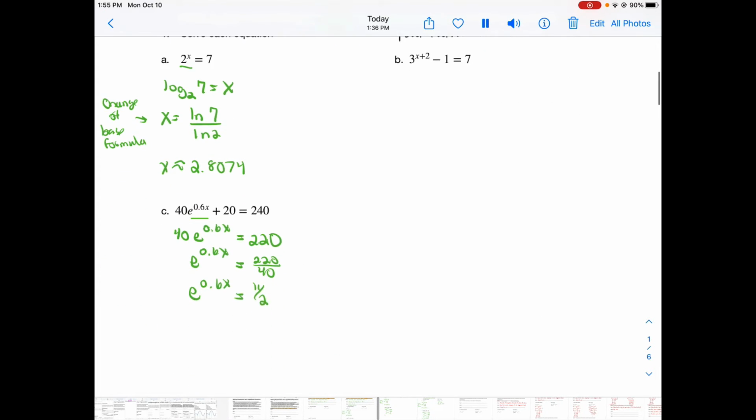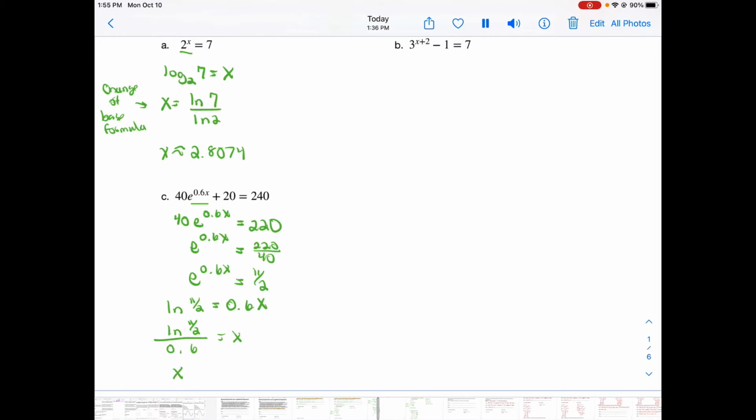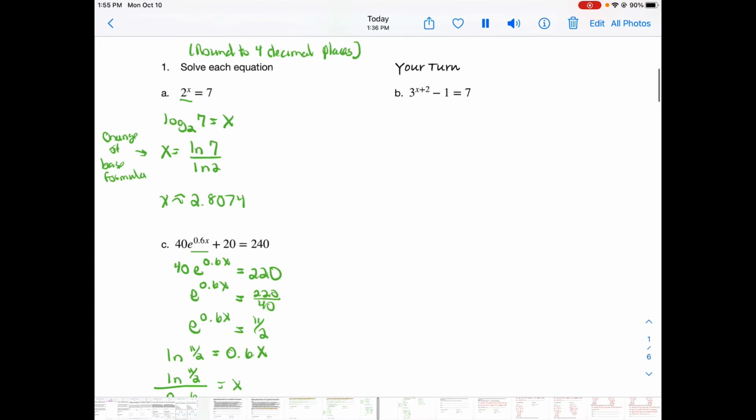Once you've isolated the exponential term, now I need to convert this to the log form. So that's going to be the natural log of 11 halves is equal to 0.6x. Then I'm going to solve for x by dividing each side by 0.6. At this point, I'm going to go to my calculator, plug this in, and estimate my answer to 4 decimal places, which will be 2.8412. Okay, now I want you to pause and solve this problem B.